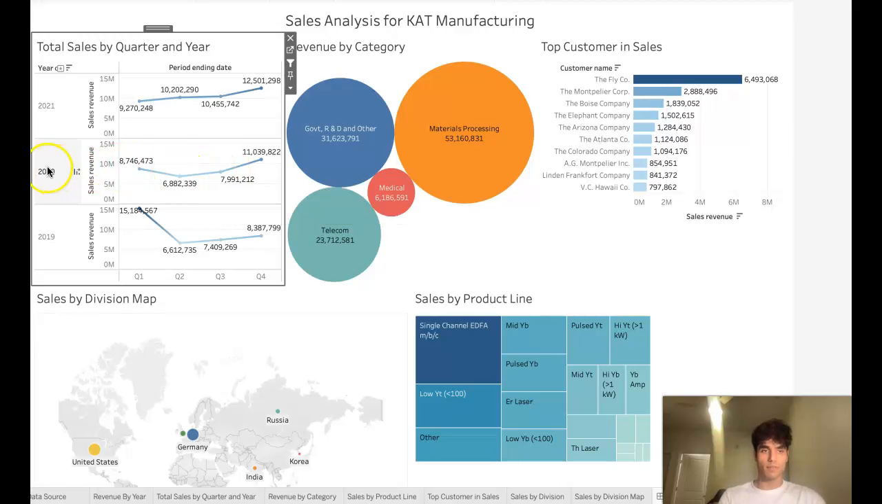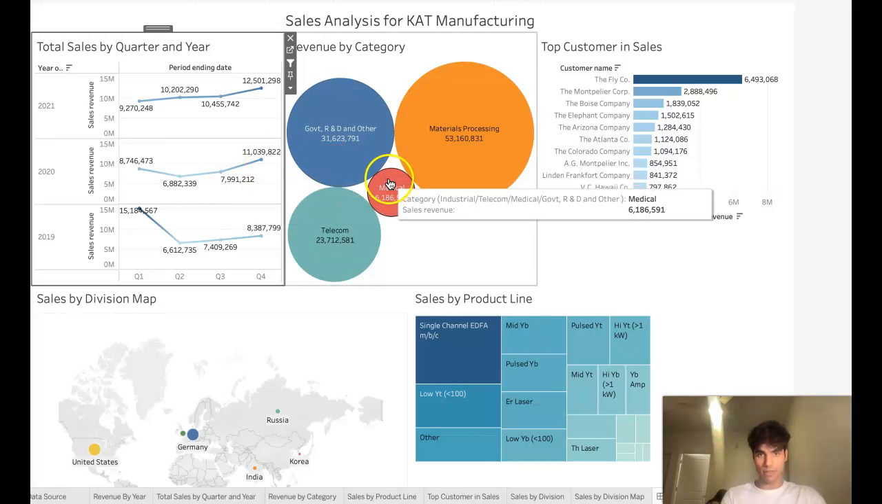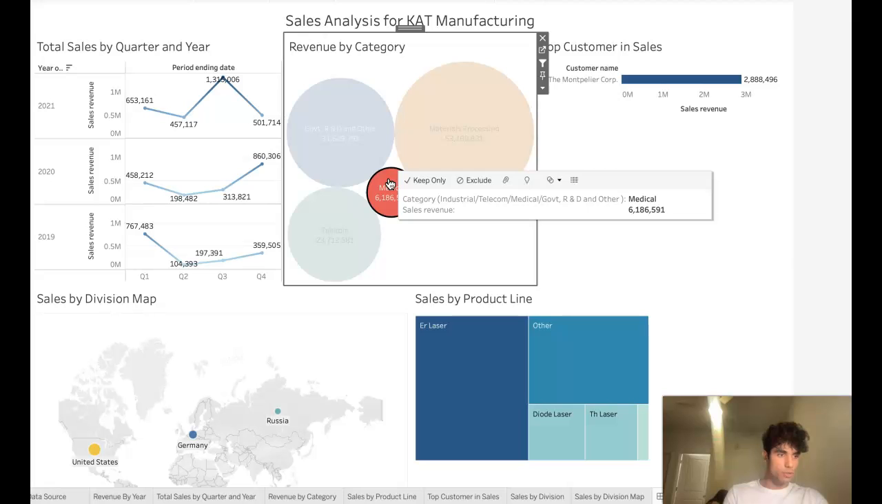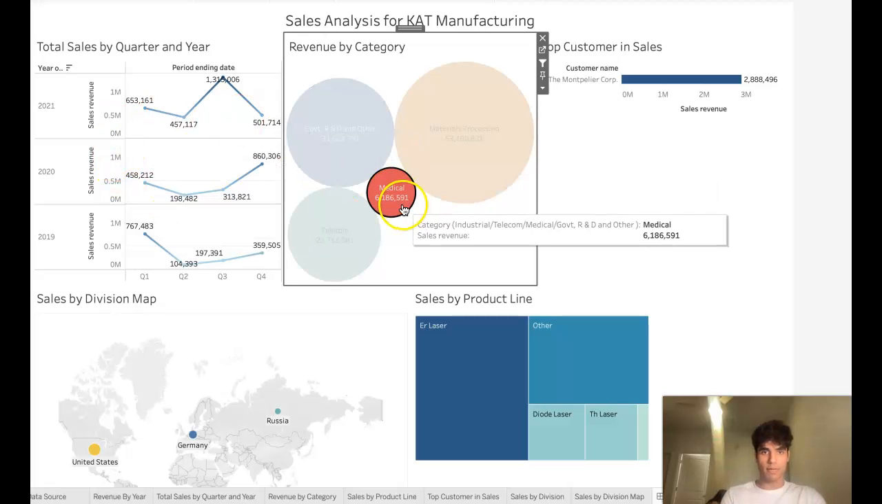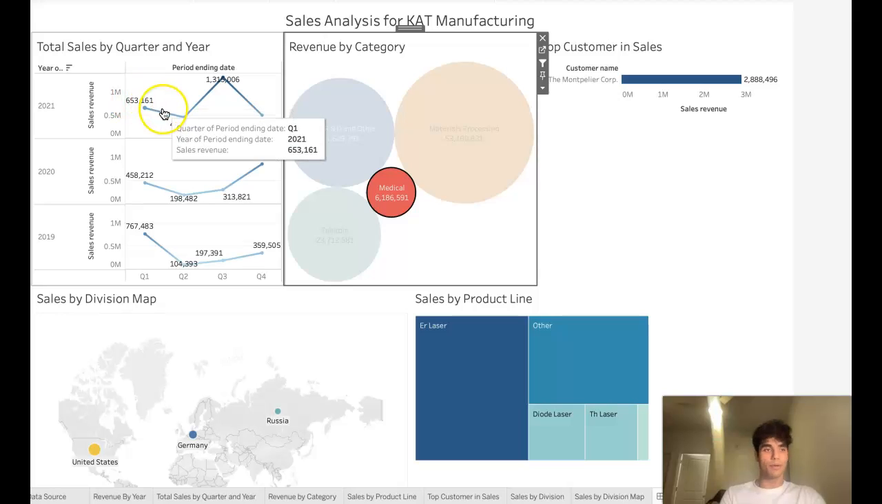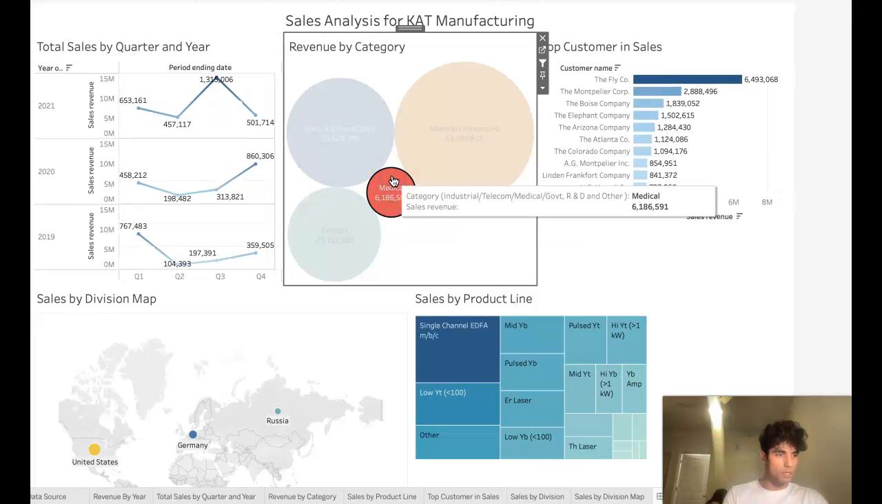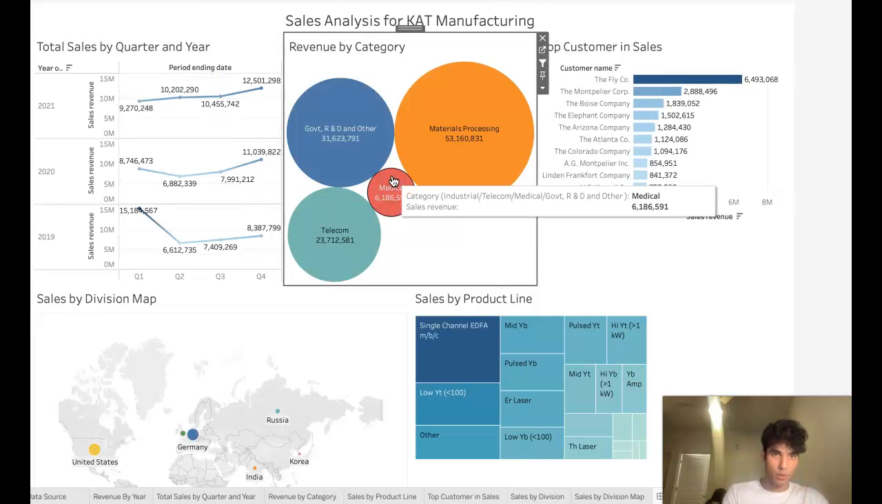So the sales revenue for the third quarter of 2020 is $7,900,091,212. The second question is, what was the total sales revenue for medical category in the year 2021? So for medical, we clicked on medical category, we go to 2021, and we go to the second quarter. So the sales revenue was $457,117.